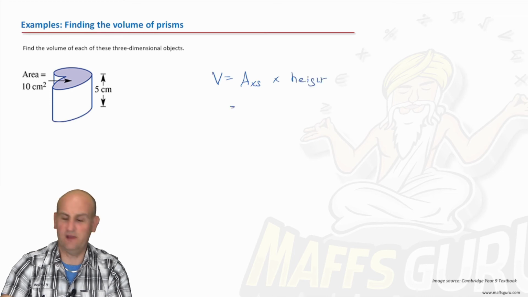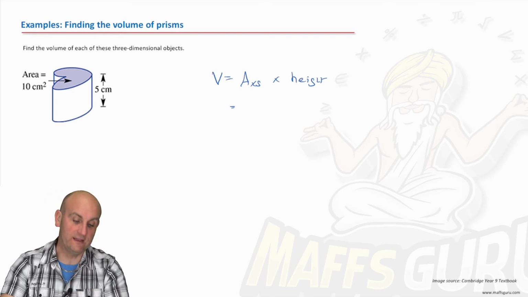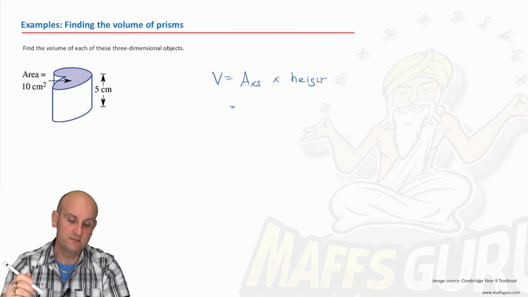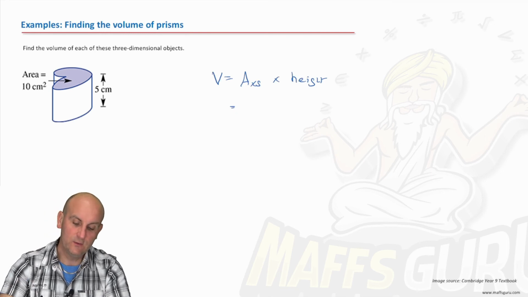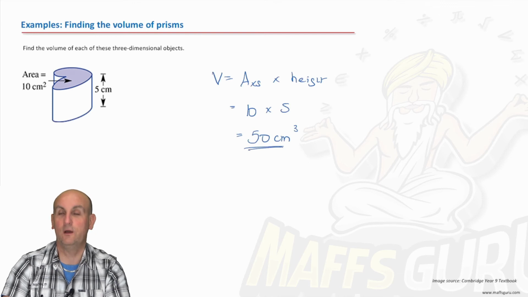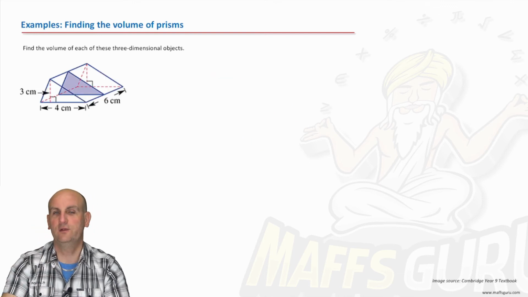Do I know the area of cross-section? Let me think. Yes, because they've got a flipping big thing there that says area and an arrow to it, and they've even coloured it in for you. So they've given you the area of cross-section, which in this situation is 10, multiplied by the height, which is 5, which gives me 50 centimeters cubed. Oh my God, this stuff is so easy, but they're going to try and trick you.